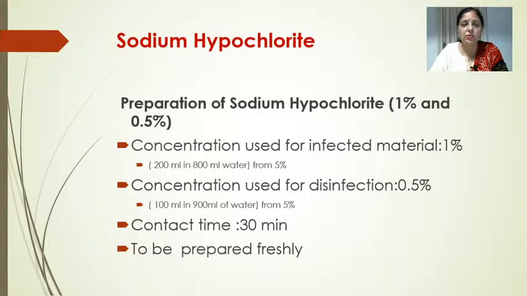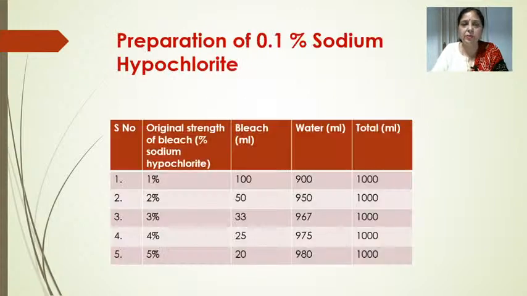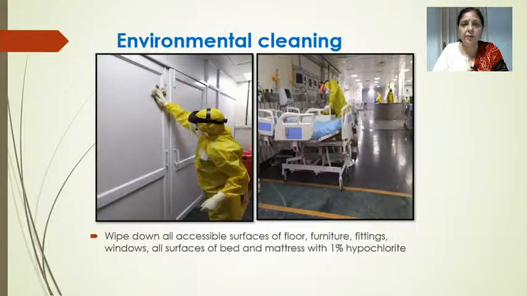So 1% would be 200 ml in 800 ml of water from 5%, and 0.5% would be 100 ml in 900 ml of water. The contact time is 30 minutes and it has to be prepared freshly. So these are the concentrations again for 0.1% of sodium hypochlorite, that is 5% would be 20 ml and 980 ml of water.